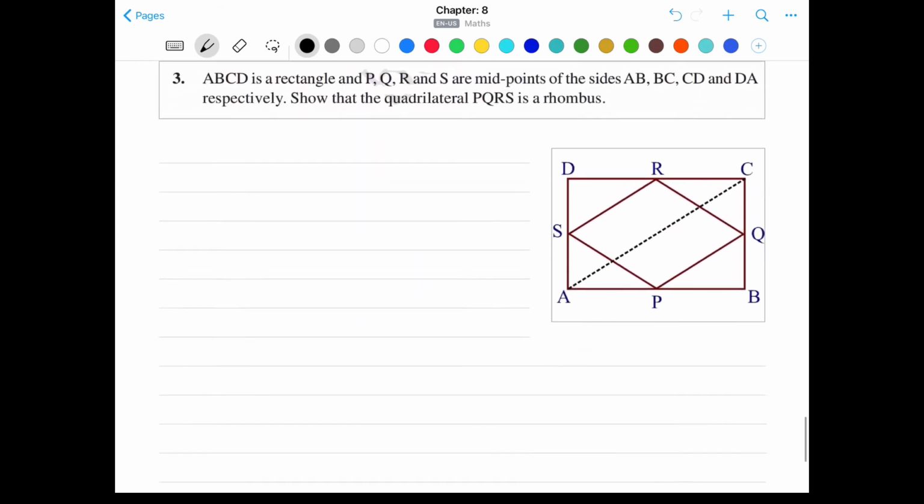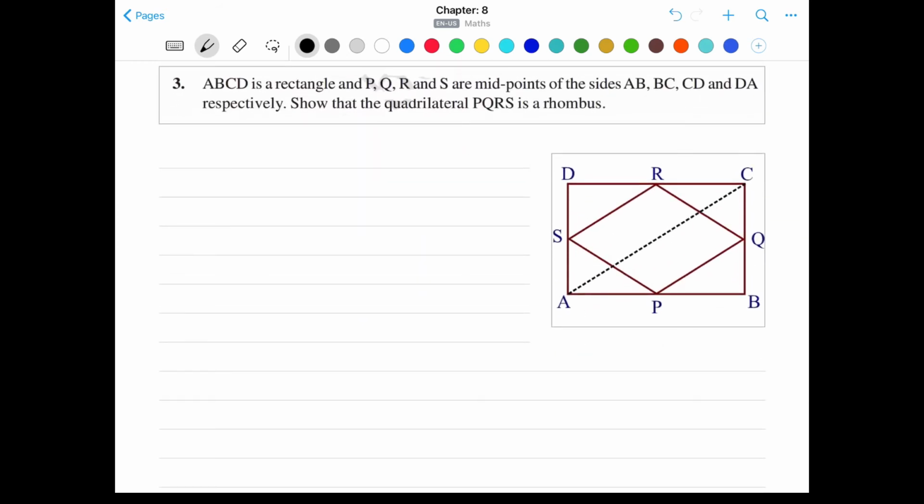Now moving to question number 3. We have in question number 3 that ABCD is a rectangle and P, Q, R and S are the midpoints of AB, BC, CD and DA respectively, and show that quadrilateral PQRS is a rhombus. So we are given that ABCD is a rectangle and we have to prove that PQRS is a rhombus. It's the converse part of question number 2, where we were given that ABCD is a rhombus and had to prove that PQRS is a rectangle. Now we are given that ABCD is a rectangle, we have to prove PQRS is a rhombus. Okay, so let's start its answer.